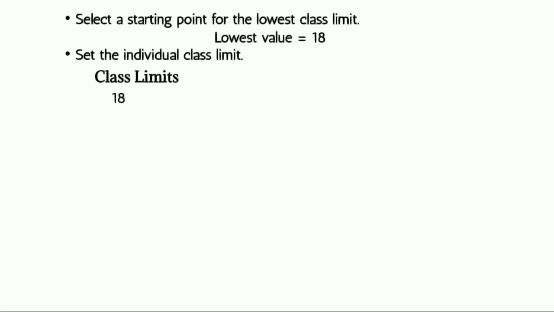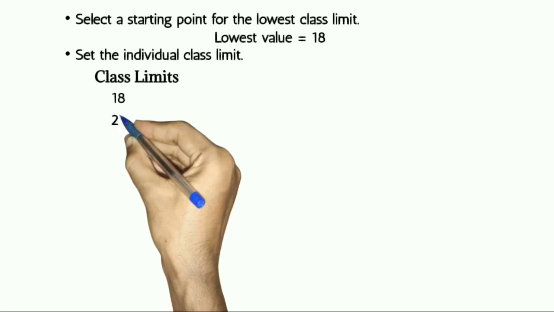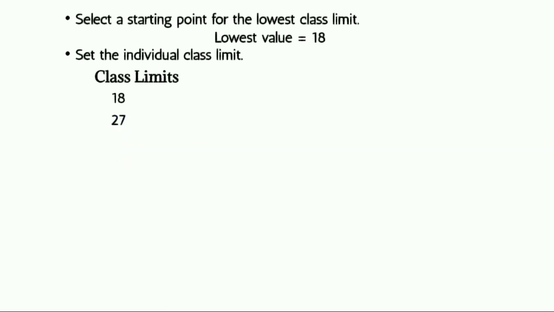For the lower class limit naman ng second row, idadagdag natin yung suggested class interval na 9 sa 18. So, 18 plus 9, that is equal to 27. Yung 27 ang magiging lower class limit sa second row. Same process sa third row.